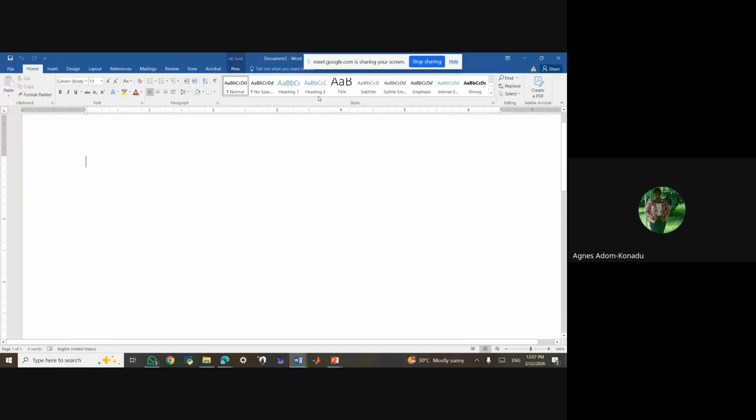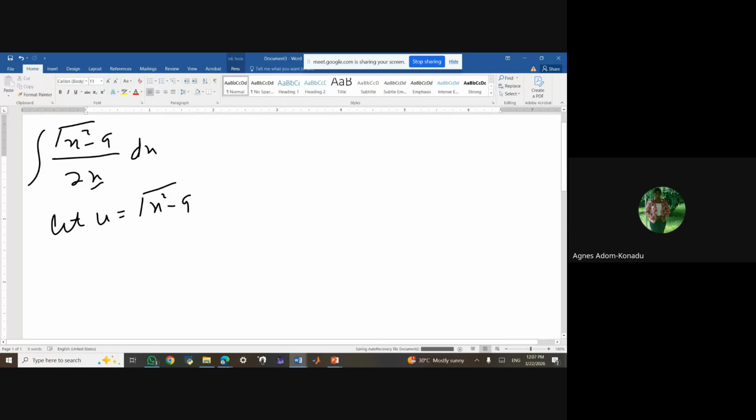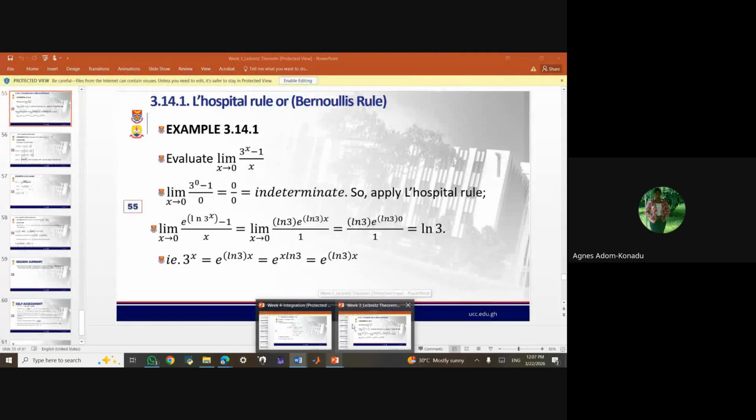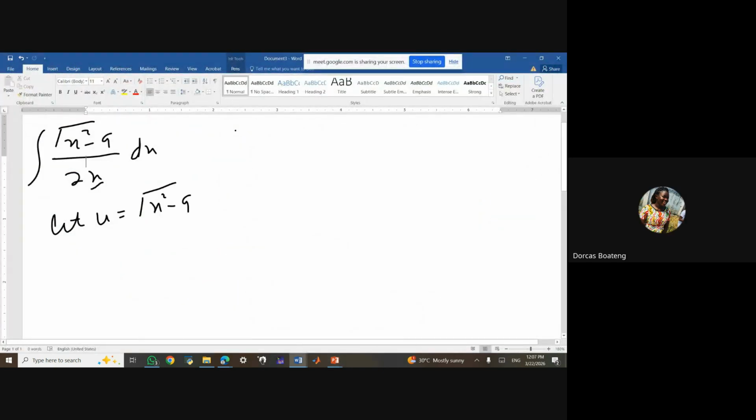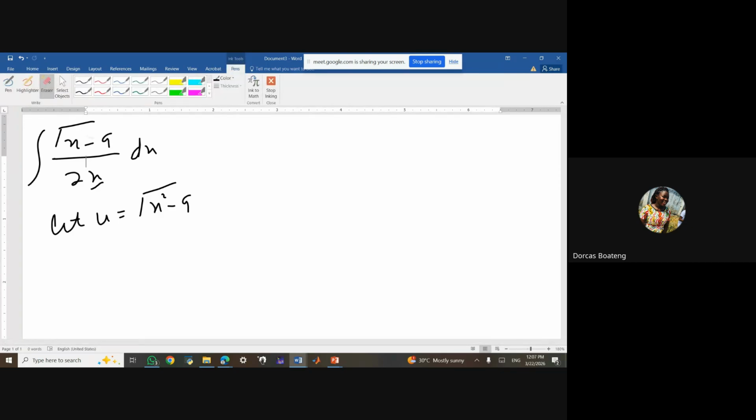Okay, so I want to integrate the square root of x plus 9 over 2x dx. Now I'm saying let u be equal to the square root of x plus 9. But remember, I have some x at the denominator. Is it x squared or just x? It was x plus 9.